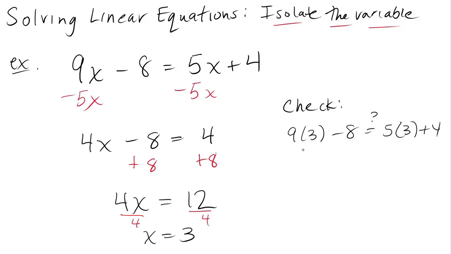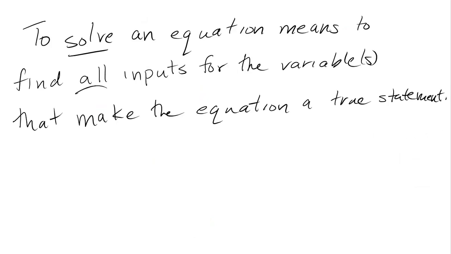So let's see, on the left side we get 27 minus 8, and on the right side we get 15 plus 4. 27 minus 8 is 19, 15 plus 4 is 19. That is the solution. Now, to solve an equation means to find all possible inputs that make the equation true.